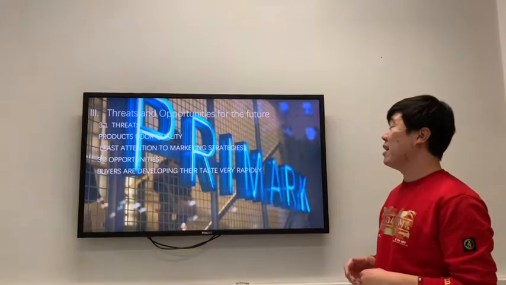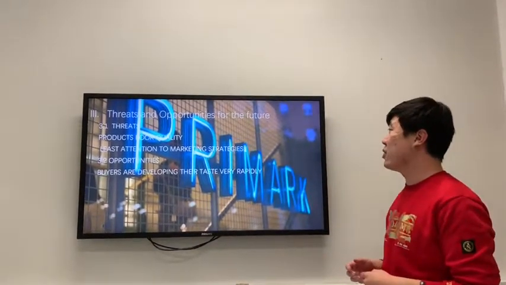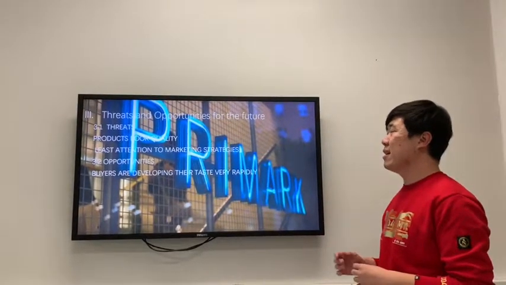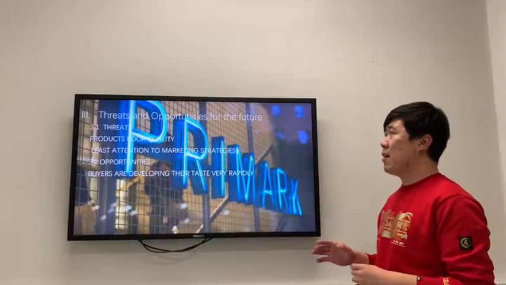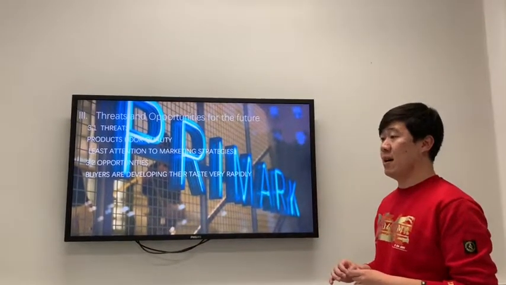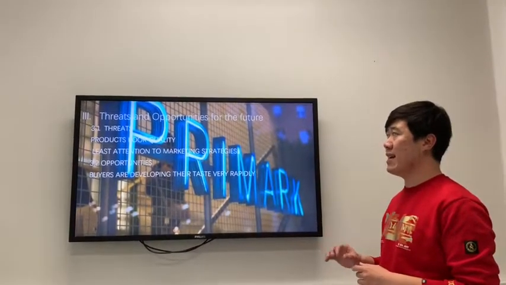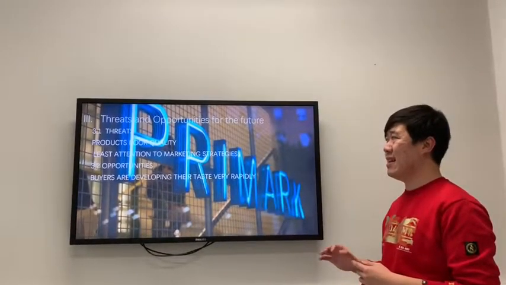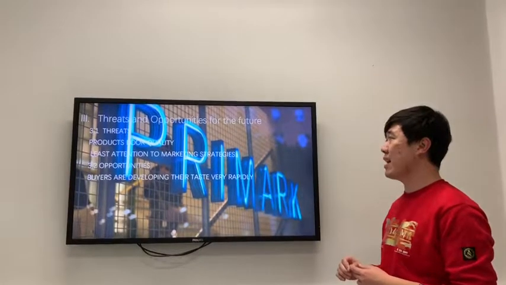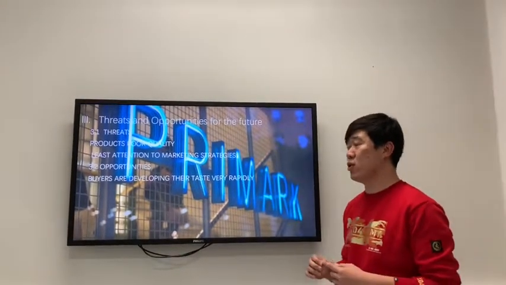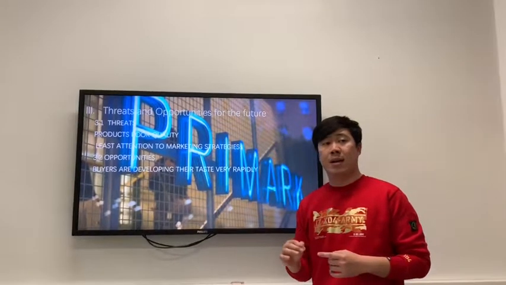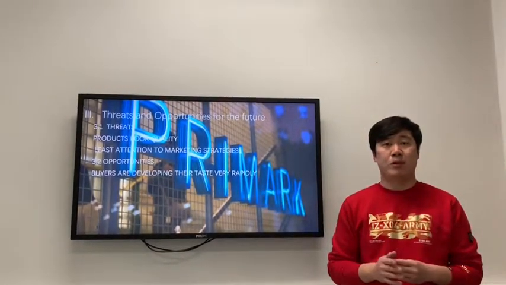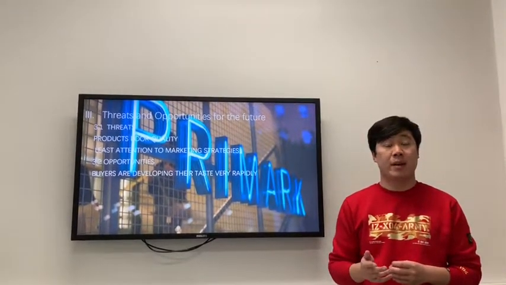Thirdly, I want to talk about the threats and opportunities for the future. In terms of threats, I think PRIMARK's products have poor quality. Secondly, I think they pay less attention to marketing strategies. They don't have much advertisement and they do not think much about the potential market.